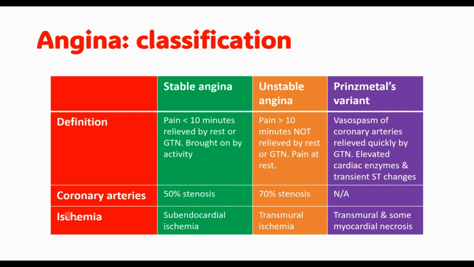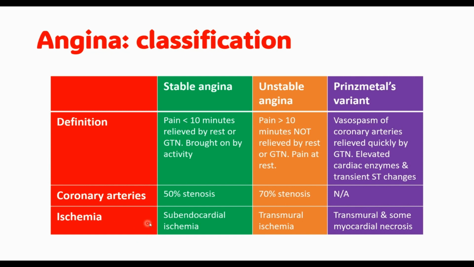And then we're going to talk about the coronary arteries in stable angina. I think I might have mentioned this in the previous video. So you have roughly about 50% stenosis in stable angina, 70% stenosis in unstable angina. And then, like I've just said, Prinzmetal's variant is a vasospasm of the arteries. So it's not a stenotic process.